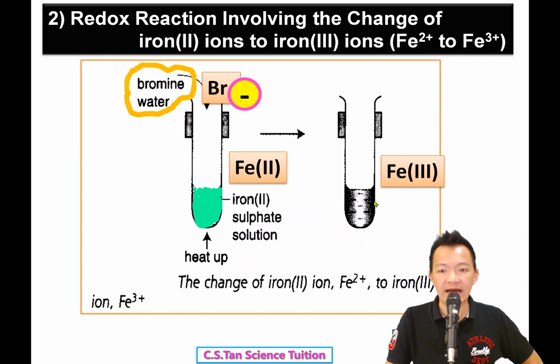But what is the color of iron 3? Brown color. 它变成了可可色。So iron 2 becomes iron 3. Green turns to brown color.